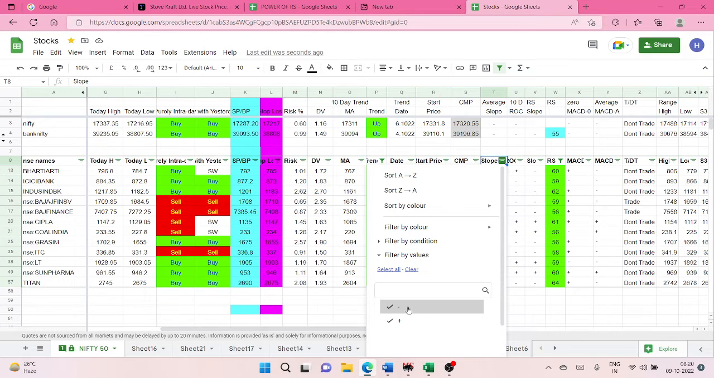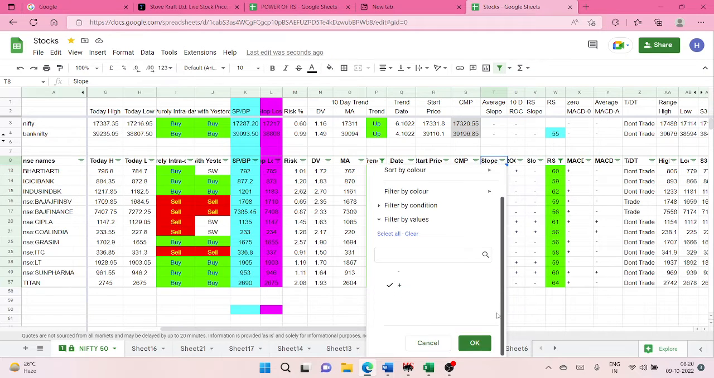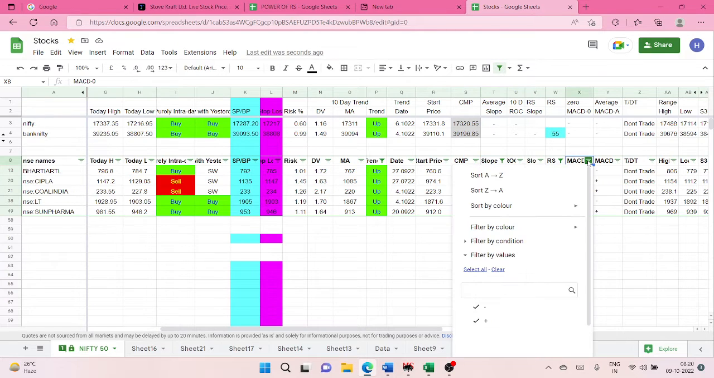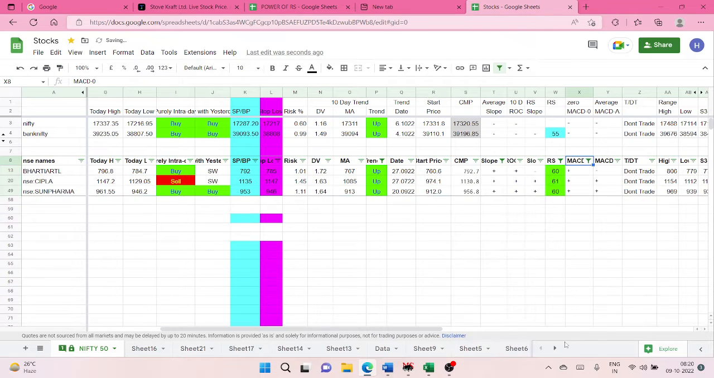So I will probably untick the minus, and I say okay. So these are the stocks which are having the positive slope: Cipla, Coal India, L&T, Sun Pharma. So I got these stocks, and now if I still want a further filter, this MACD has to be above the zero line. So then I click on this, and then we see okay. So we'll filter down to probably these two stocks.